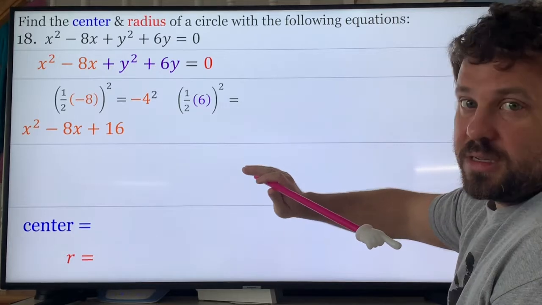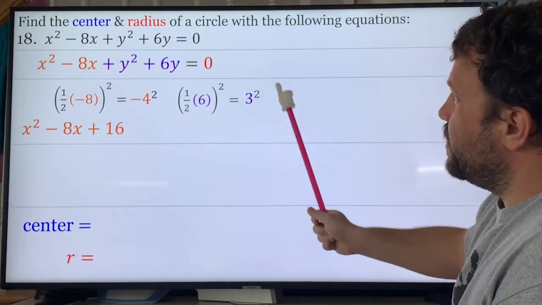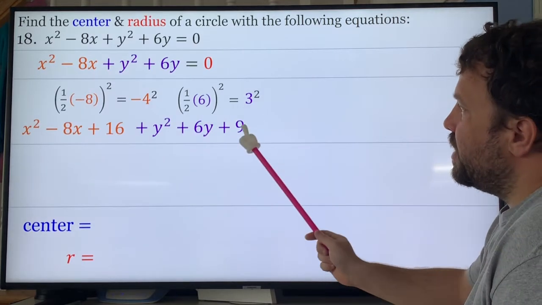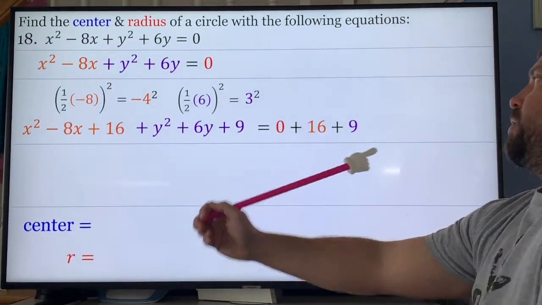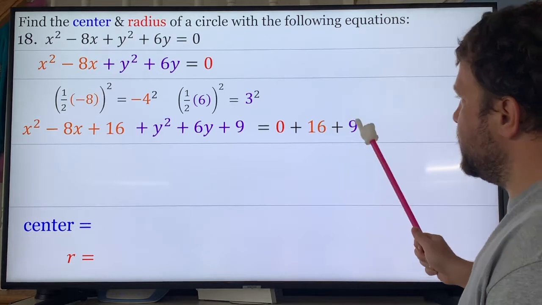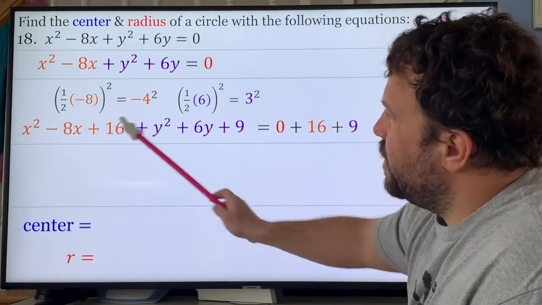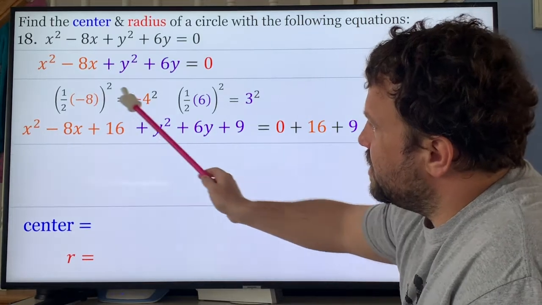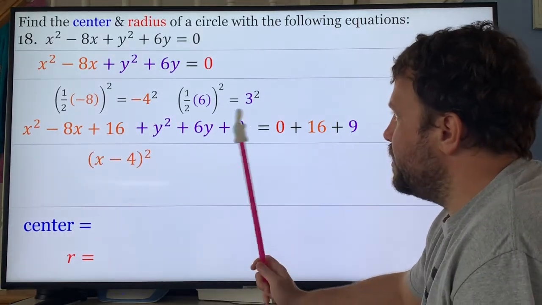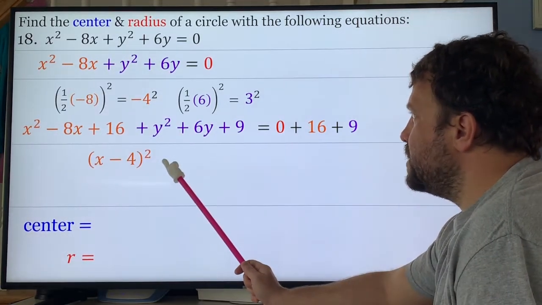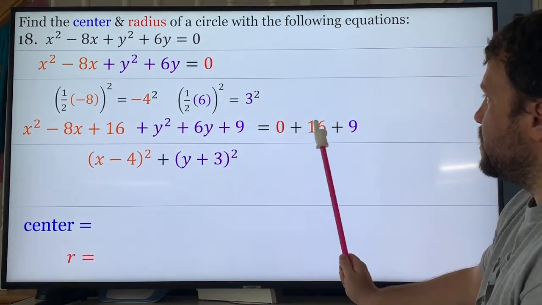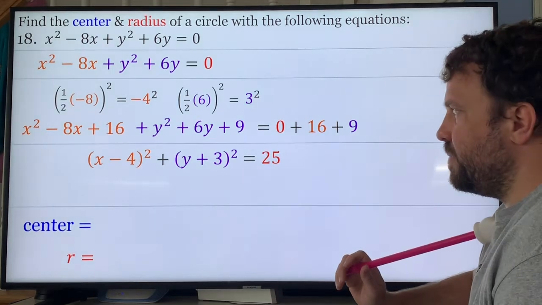Half of 6 is 3. 3 squared is 9. y squared plus 6y plus 9. Now you're going to add the 9 and the 16 to the other side. So 0 plus 16 plus 9. We're going to break these back down into perfect squares. This is going to become (x - 4) squared, right? Plus (y + 3) squared equals 0, 16, and 9 is 25.